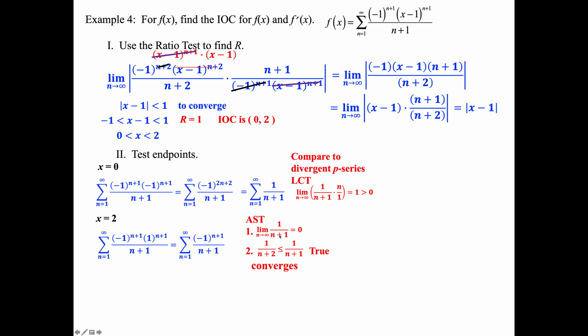Replace it with a 1. We see that the limit goes to 0. That satisfied test number 1. Then we just got to make sure that this is decreasing. So 1 over n plus 2 is less than or equal to 1 over n plus 1.